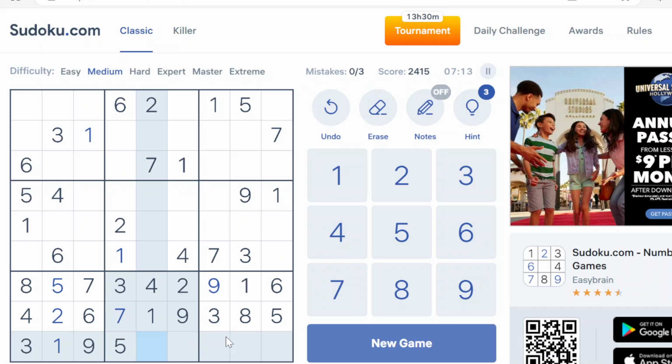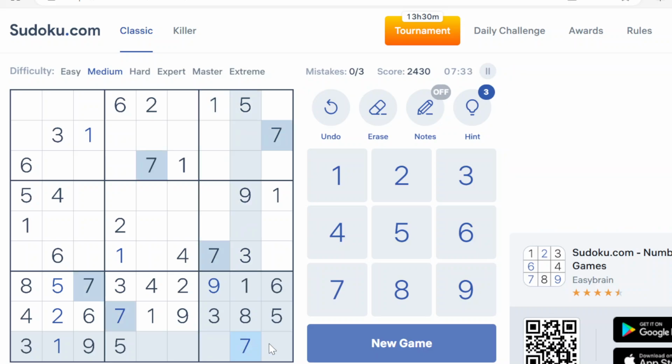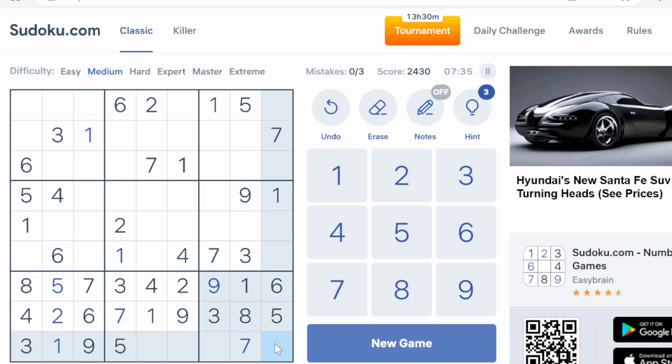Okay, and moving on to this box, we have 2, 4, or 7. And actually, I know that this one's 7. And so how do I know this? So this one could be 2, 4, 7. This one could be 2, 4, 7, or this one could be 2, 4, or 7.